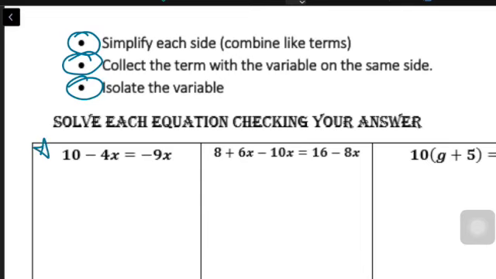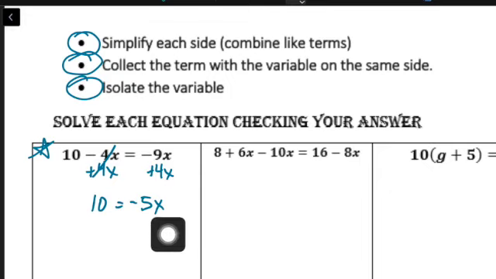So if we look at this first problem, I'm going to look at this as 10 minus 4x, and I see that on the right-hand side there are only x's. So what I'm going to choose to do is add 4x to each side. This side cancels, I've got 10, and the negative 9x plus 4x is negative 5x. So there was no simplifying of each side. I have now collected all of the variables over here on this right-hand side.